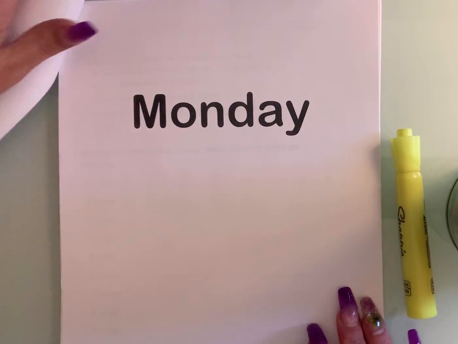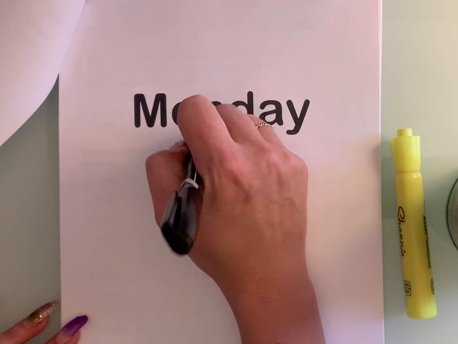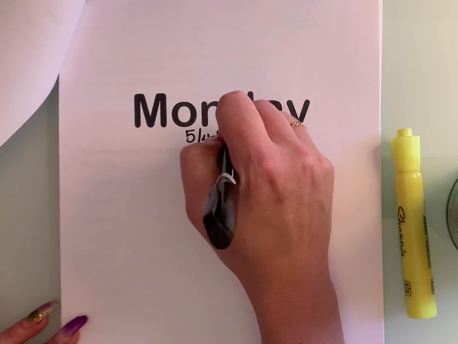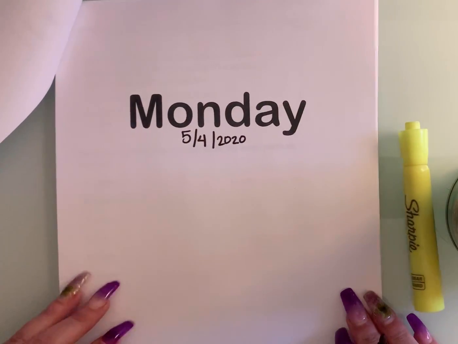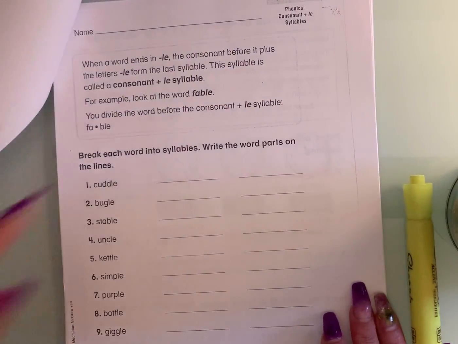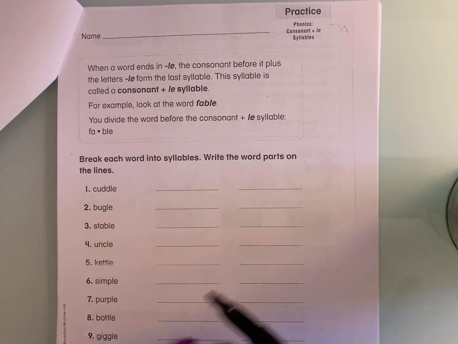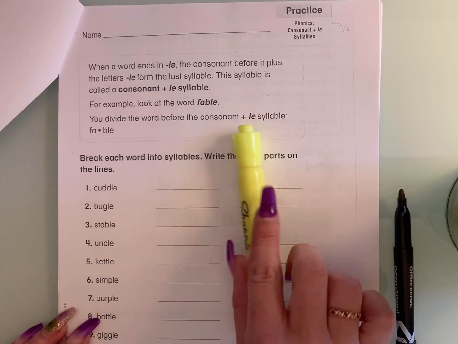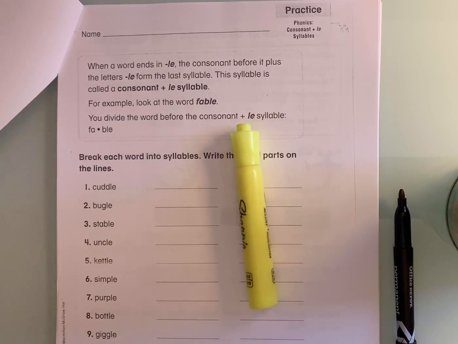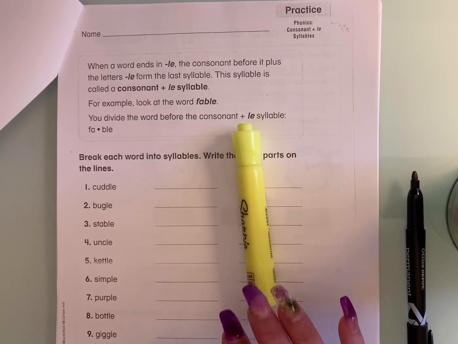All right, so we're gonna go on to Monday. Again, today is the 4th, so if you wanna practice writing your date, it would look like that, okay? And we're gonna start with spelling, same format that we've been using past several weeks. So I have my highlighter here. If you don't have a highlighter, just a yellow crayon would work too.